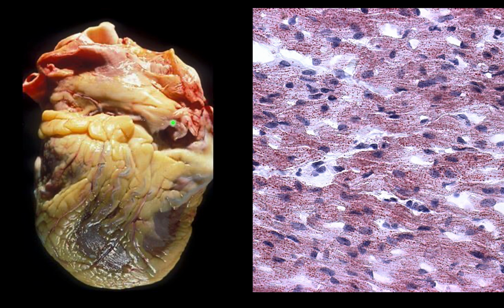So this, like I said, is classic for the liver, but it can also happen in other organs such as the heart. So here you can see there's a lot of fat on this heart. Now this is just fat on the outside of the heart, but I just wanted to give you a gross visual.